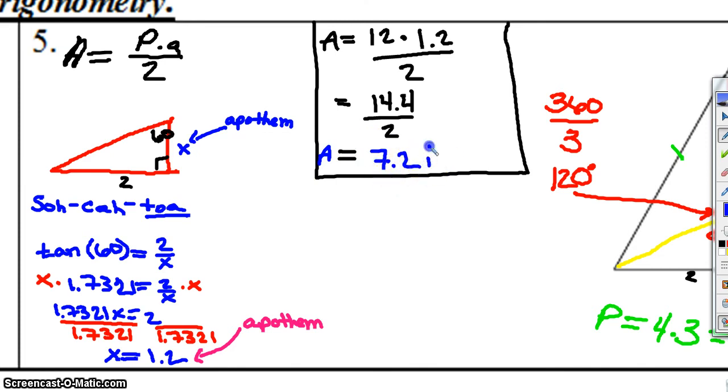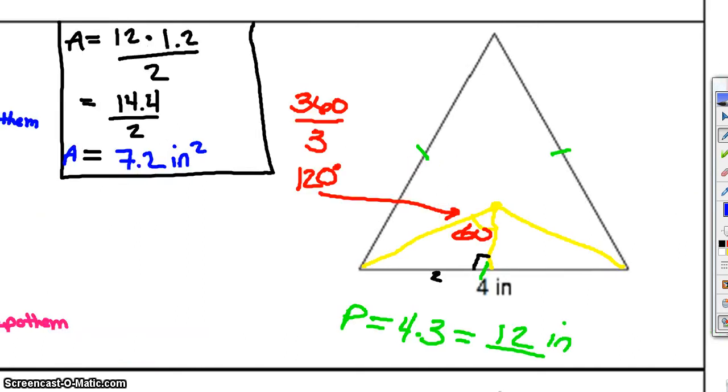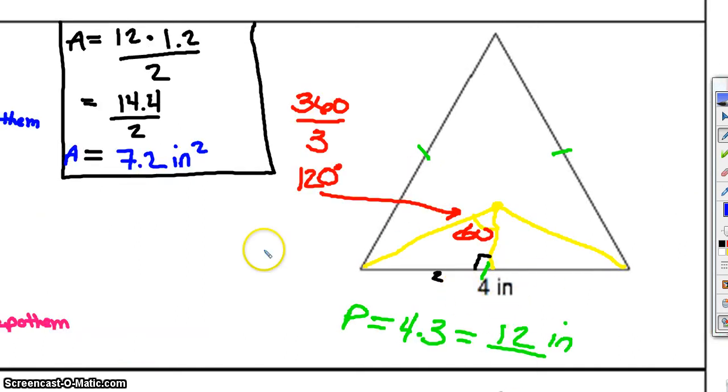And this is inches. And remember, area is always squared. So I know it's inches because of the 4, right? So our area here is 7.2 square inches. And we are done.